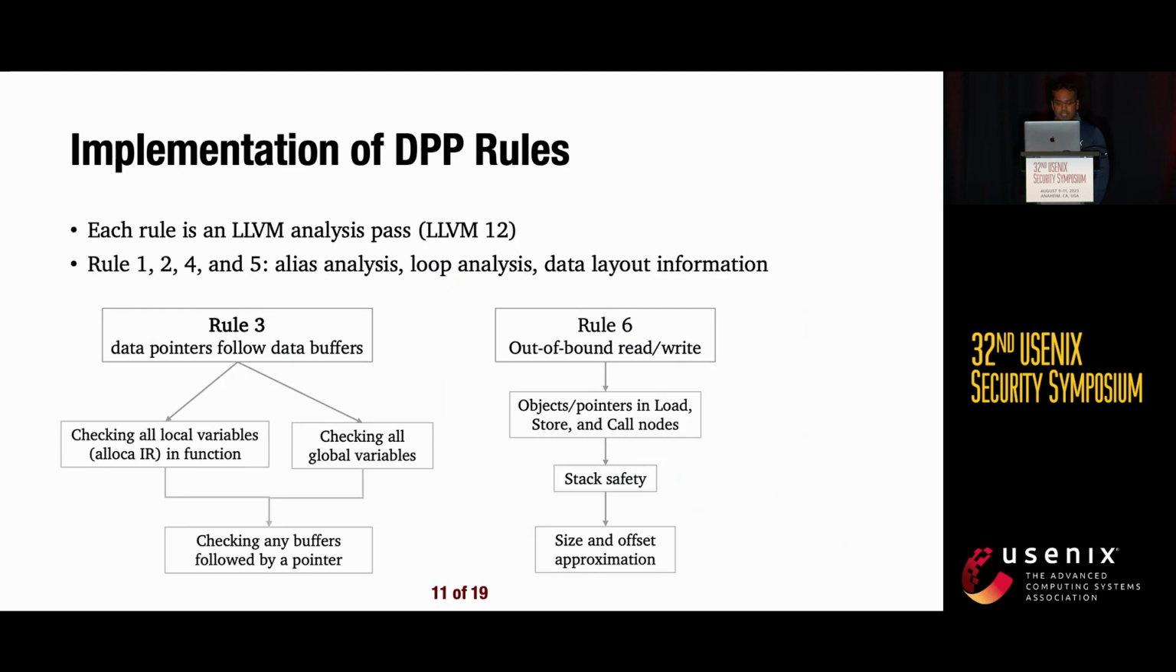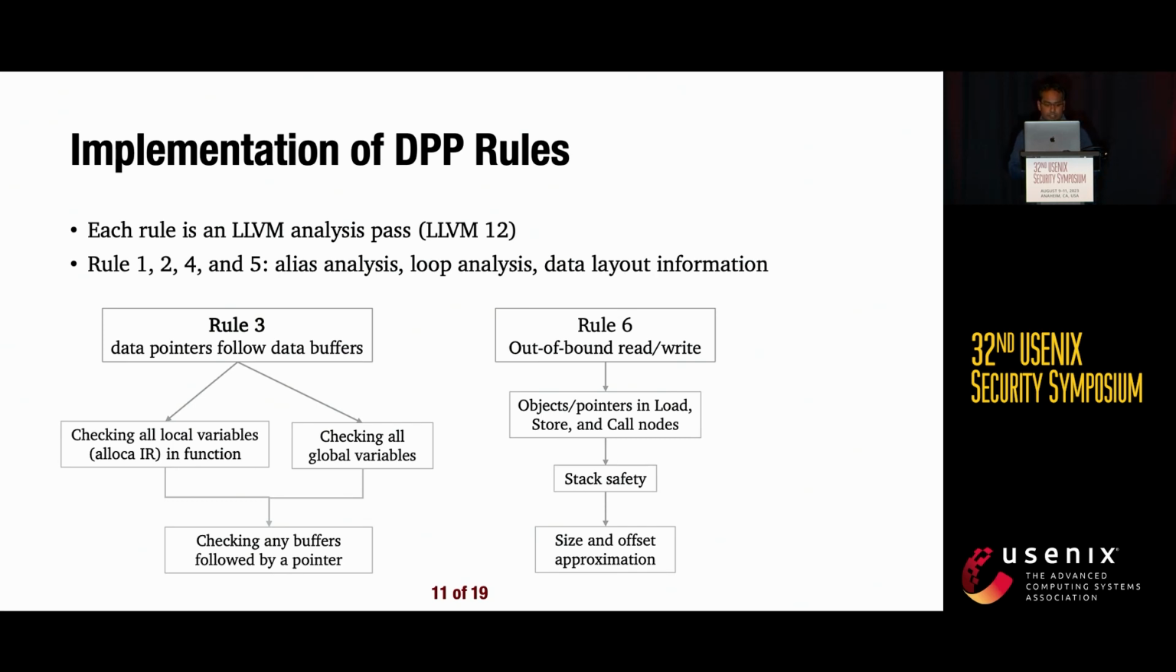So once we have this tainted data flow graph, we implement our rules on top of it. We implement each of our rules as an LLVM analysis pass. For rules 1, 2, 4, and 5, which basically deal with data pointers or objects in predicate loops and vulnerable functions, or that have been casted into a different type, we needed to perform alias analysis, loop analysis, and we needed the data layout information from LLVM. These rules are relatively easier to implement compared to the other rules.